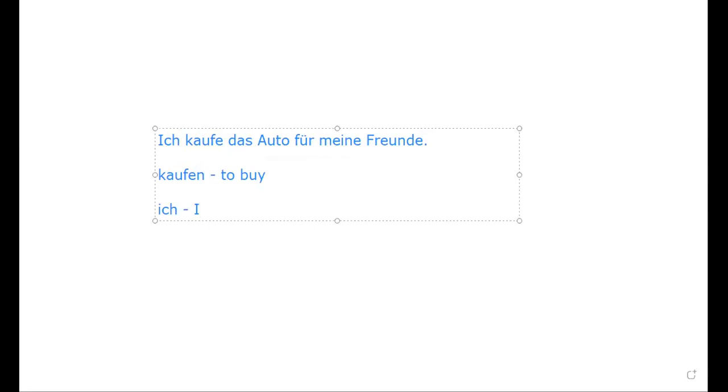Ich kaufe das Auto für meine Freunde. So I buy. What do I buy? I buy the car. So das Auto is a direct object. For my friends is an indirect object. Even though it is an indirect object, I am following the accusative only. Why? Because für is a dedicated accusative preposition.